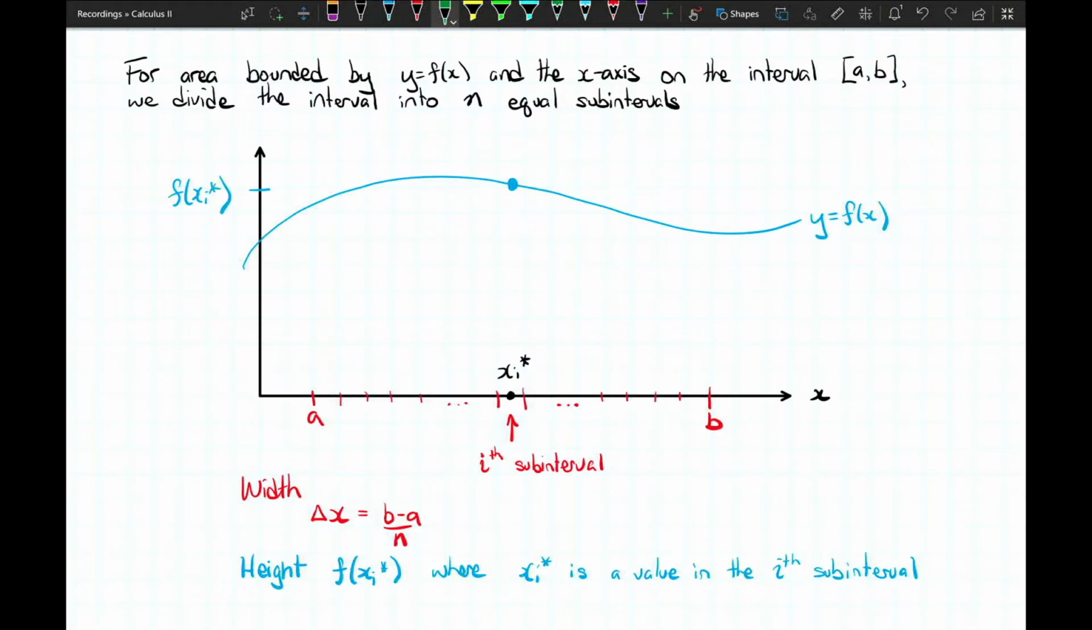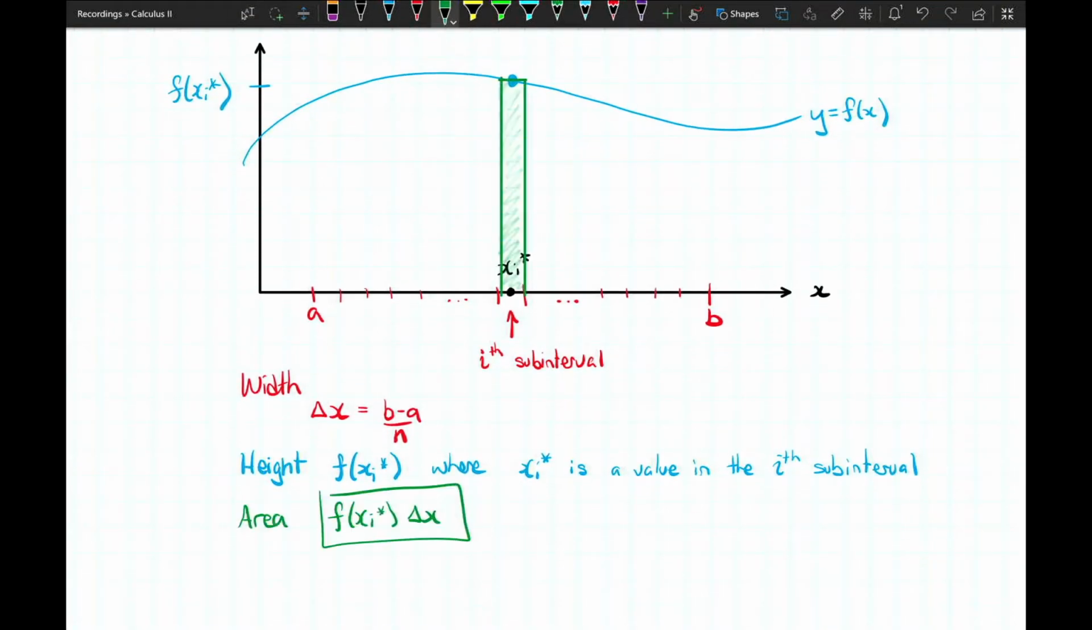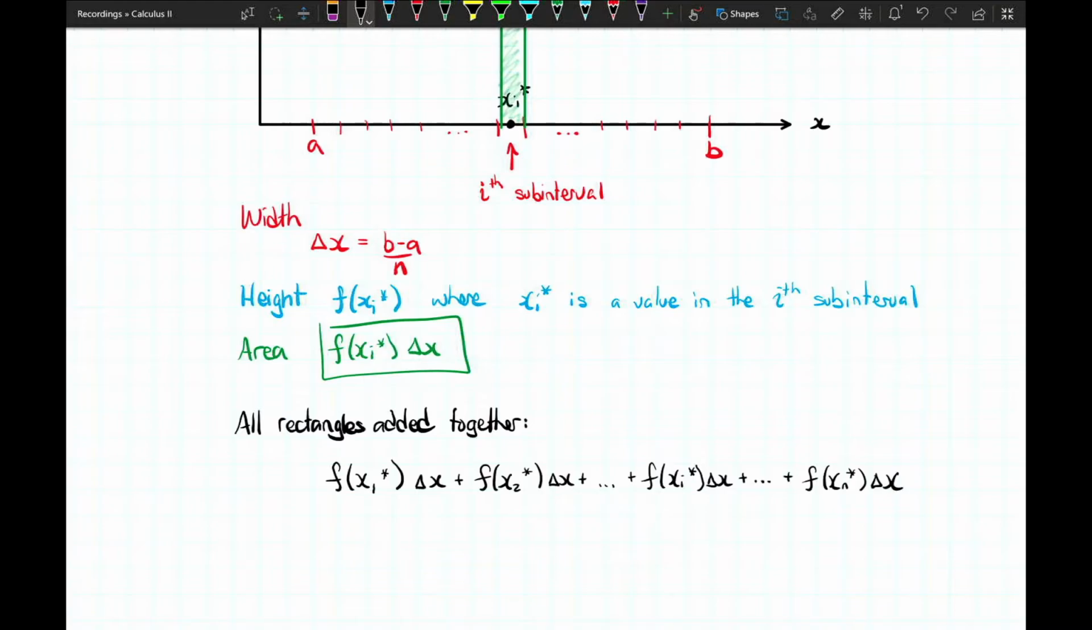And now that we've got our width and our height, it's pretty easy to calculate area for rectangles. It's simply just width times height. So the area of a rectangle is going to be f of xi star times delta x. Now we have a whole lot of rectangles all using the same area formula. So we're simply going to add them up. And now we'll end up with this really big sum. F of x1 star delta x would be the area of the first rectangle. F of x2 star times delta x will be the area of the second rectangle. And we'll keep adding them up. And you can see here's the area of that ith rectangle, just in general, all the way up to the nth rectangle. Now they all have the exact same width.